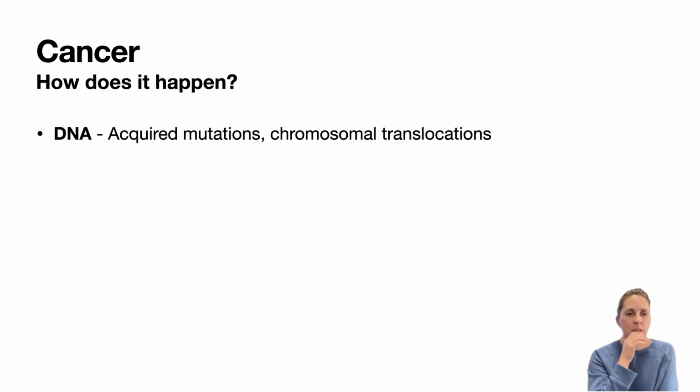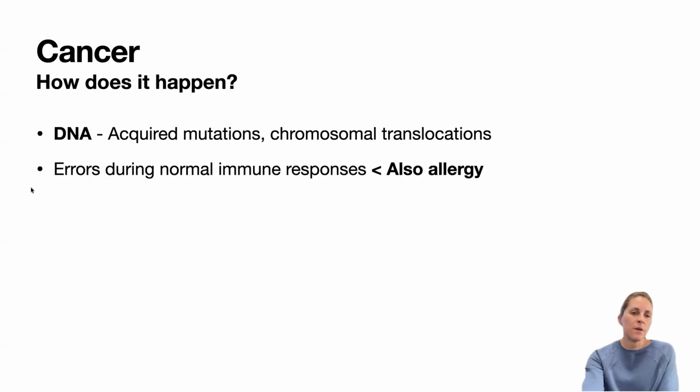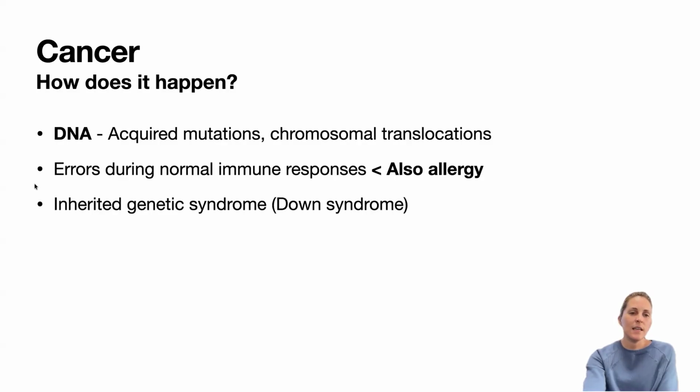And so, how does it happen? There can be a whole bunch of different ways that blood cell cancers occur. So, this could be DNA, and so this is acquired mutations and chromosomal translocations. Our immune cells go through incredible work with their DNA in order to produce that specificity for the different pathogens. It could also be from errors during the normal immune response. This is also something that could impact things like allergies. And then inherited genetic syndromes. Some genetic syndromes have a predisposition for cancer, the blood cell cancers, and that includes things like Down syndrome.